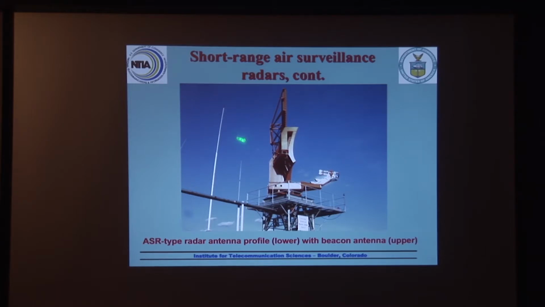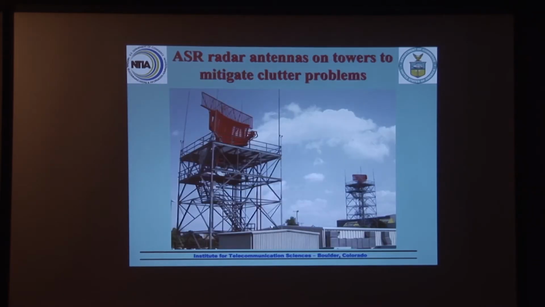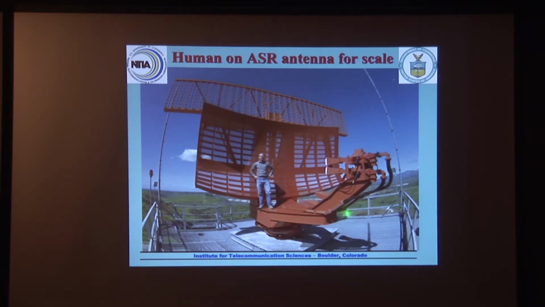This is the profile, just shows you the parabolic cross-section of the radar reflector, shows you the two feeds forming the two vertical beams, and then the beacon antenna, which is a little phased array. In order to avoid clutter from low-lying objects near the radar, like this kind of stuff and trees, they will often put these radars up on fairly high towers, 80 feet high, for example, to get them up out of the nearby clutter. That's a scale picture.